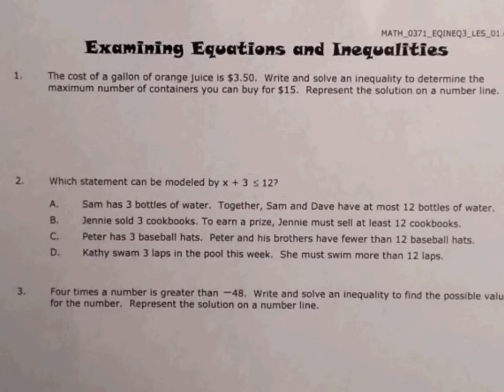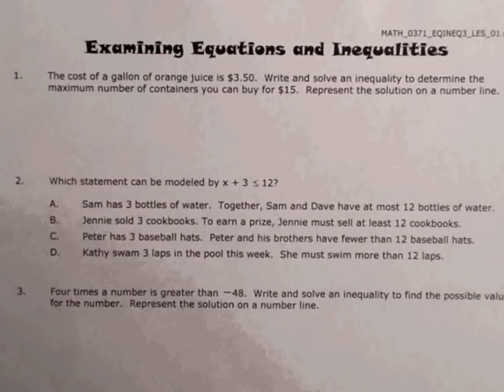Today's homework was examining equations and inequalities. I want to go ahead and start with number 3. Number 3 says 4 times the number is greater than negative 48. Write and solve an inequality to find the possible values for the number. Represent the solution on a number line.